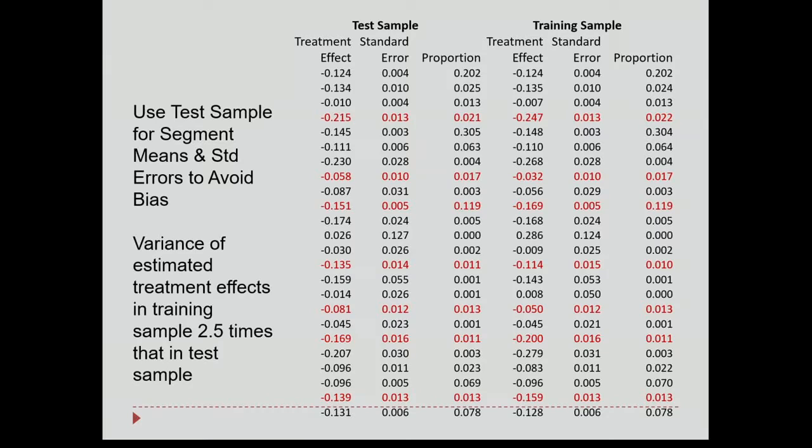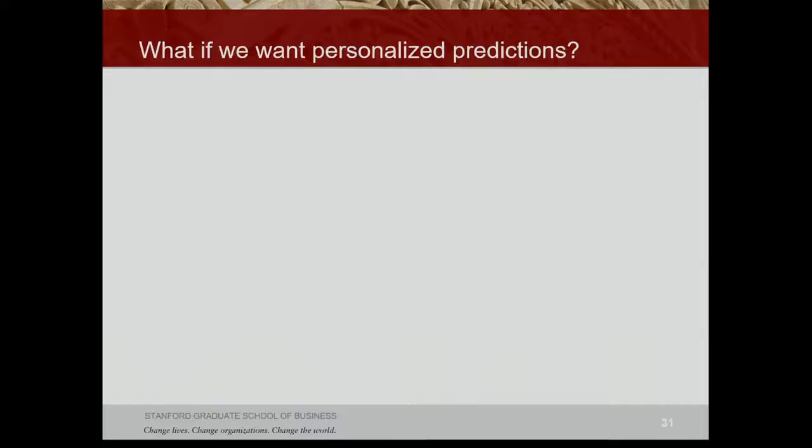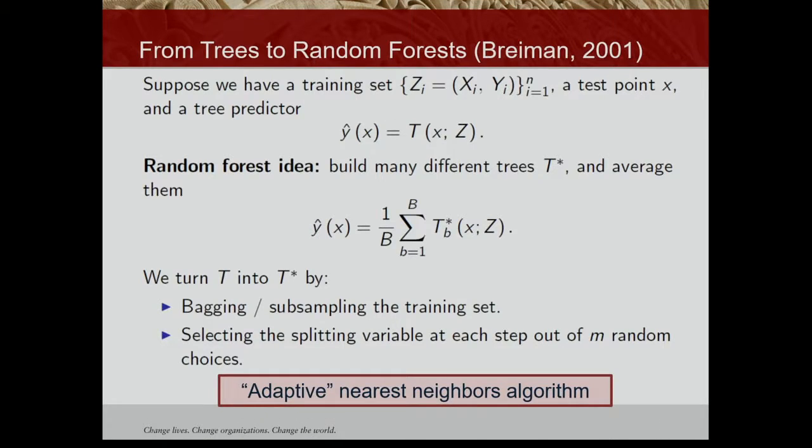Because my tree is so good at finding little clusters of guys that have unusually large or unusually small treatment effects, you still get a bias. What if I want personalized predictions? Well, there's something called the random forest, which is super popular. It works really well in practice.